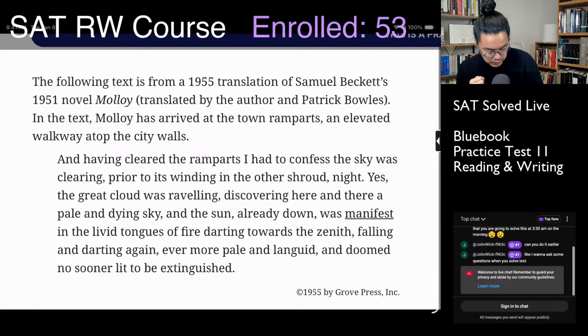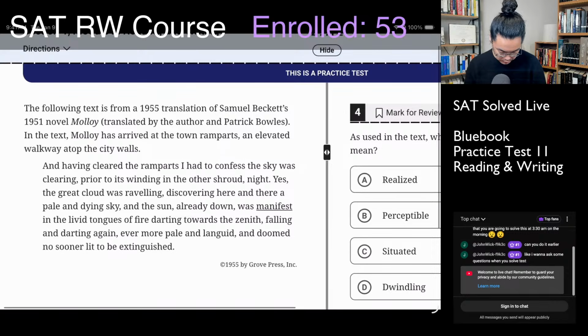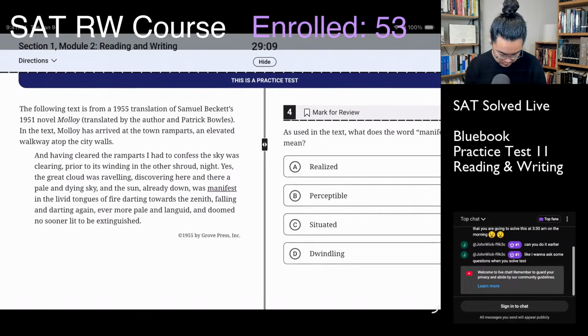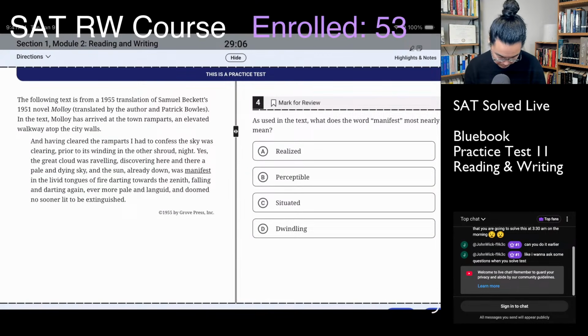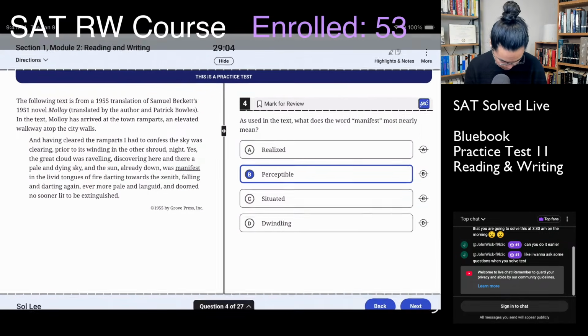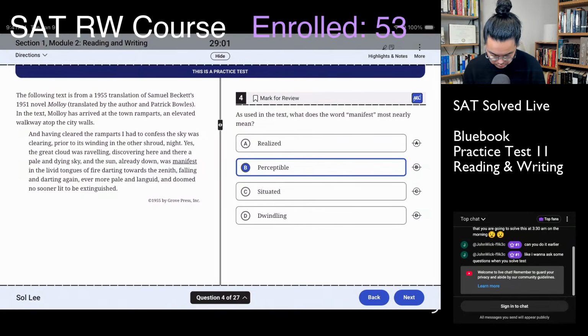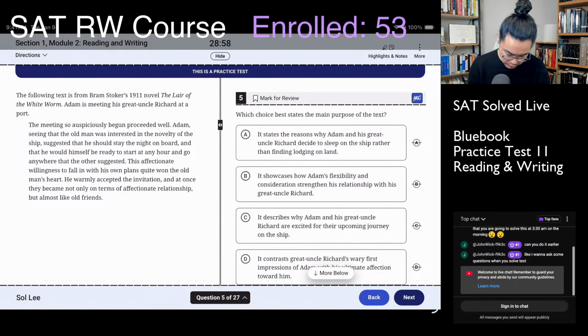1955, Malloy. Oh, dude, I'm blanking out. Okay, novel Malloy. Translation. Malloy, ramparts. Okay, having cleared the ramparts, sky was clearing. Before night. And the sun was manifest. Okay, the sun was shown, was perceptible. Yes, yes, manifest, perceptible. Good. Couldn't think of a better prediction personally.